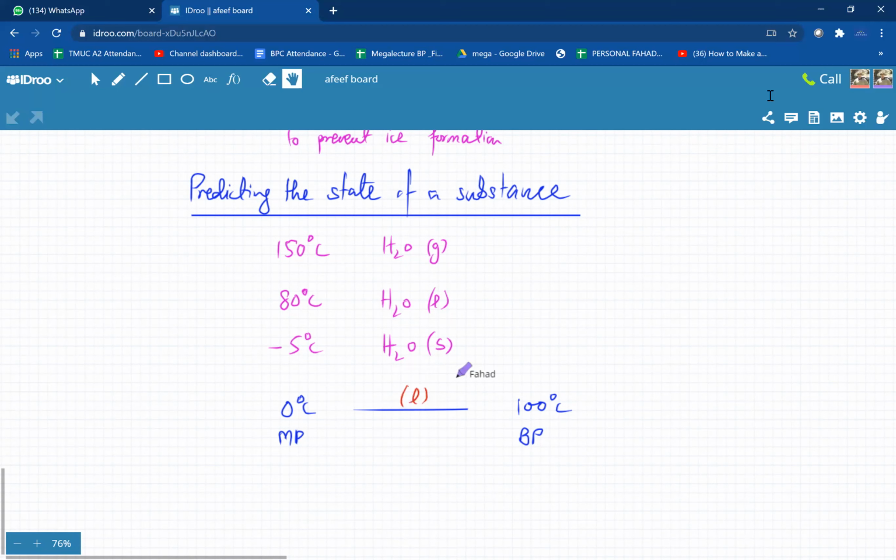If the temperature is between the boiling point and the melting point, lesser than the boiling point and greater than the melting point, the substance is going to be a liquid. If it's above the boiling point, it's going to be in gaseous state, gas. And if it's below the melting point, it's going to be in solid state. Okay?